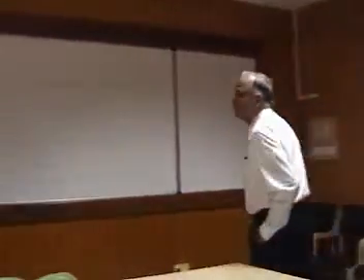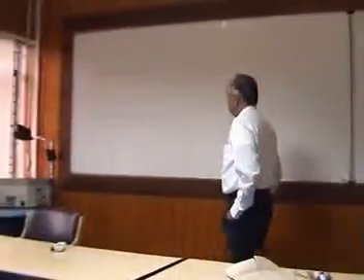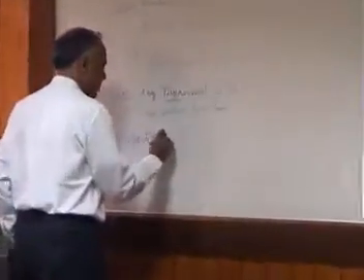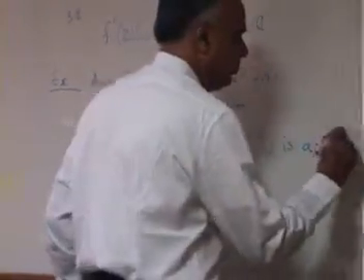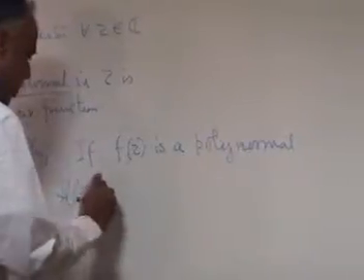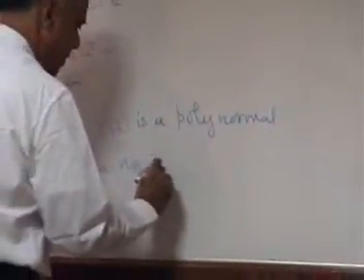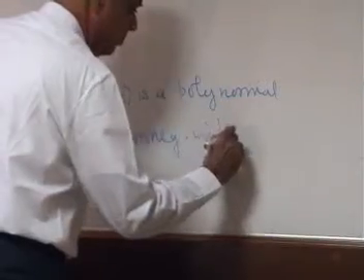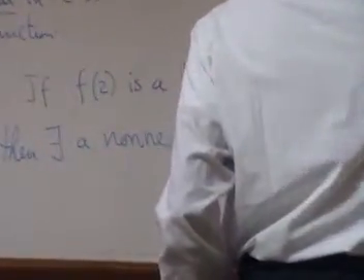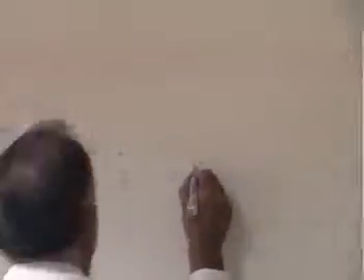So, if f of z is a polynomial, then there exists a non-negative integer k such that the kth derivative is equal to 0 for all z.